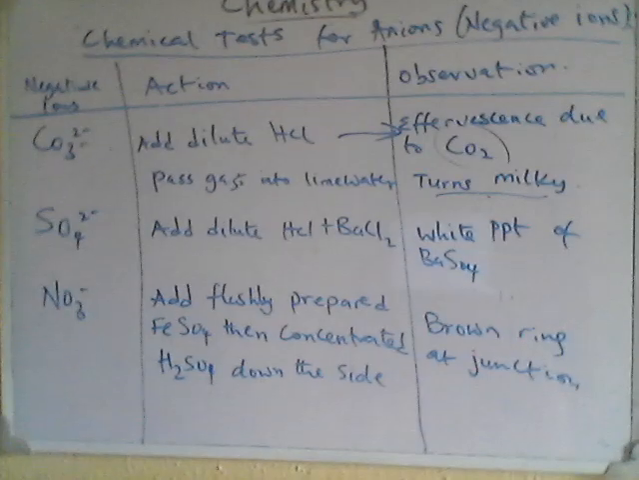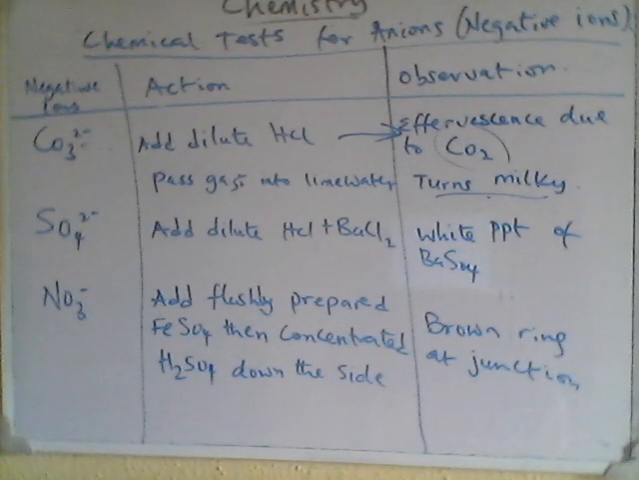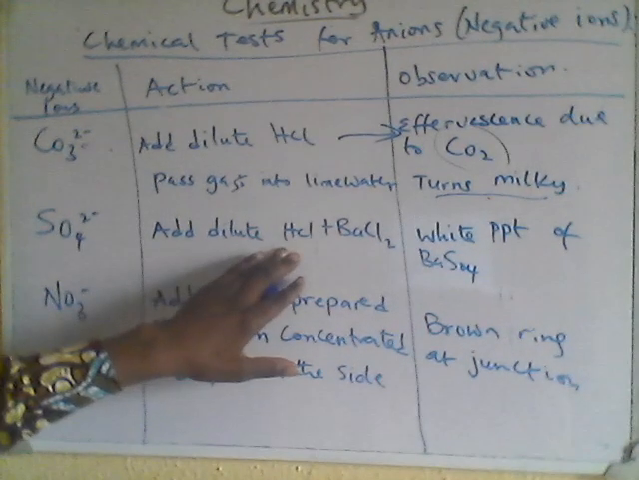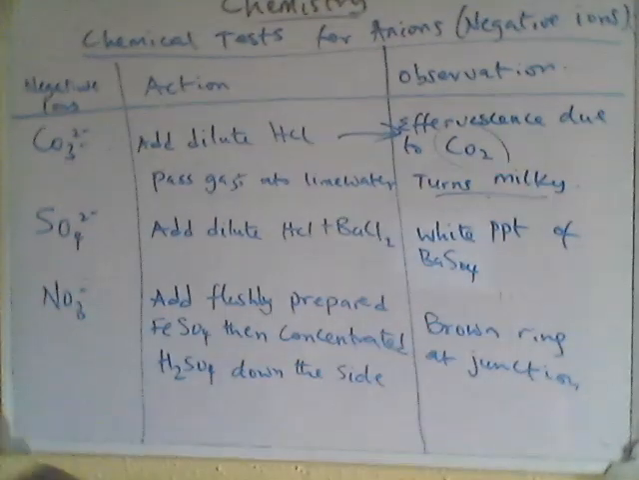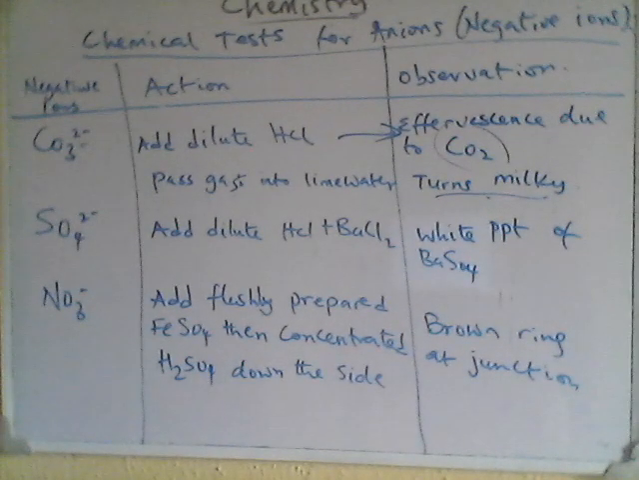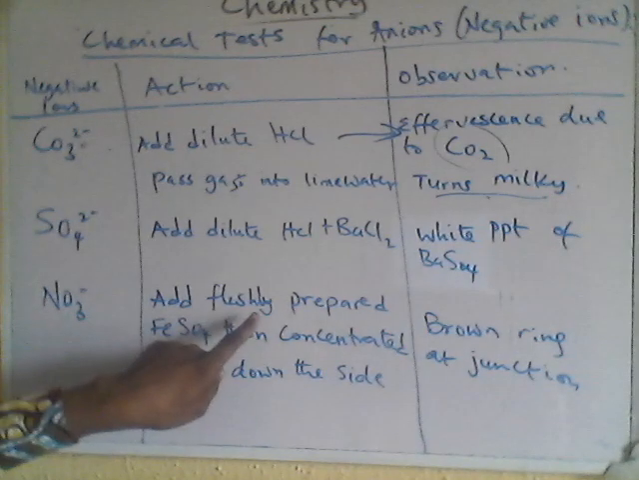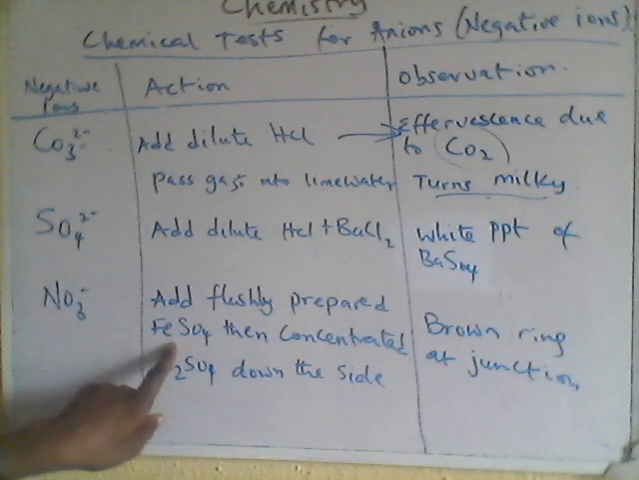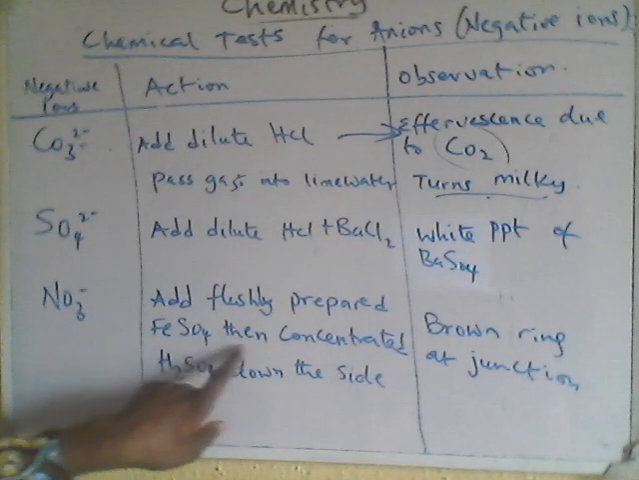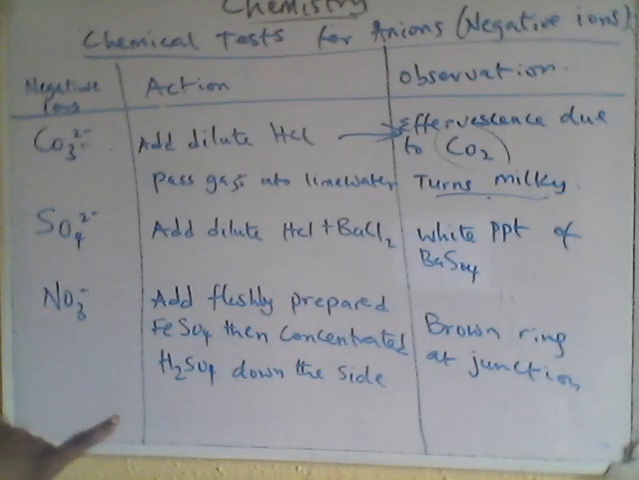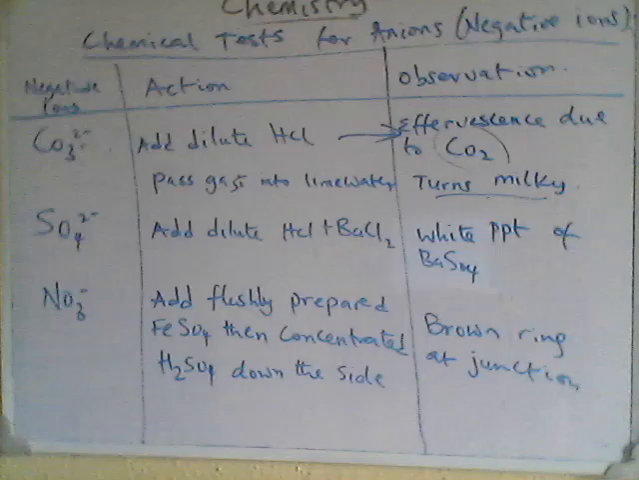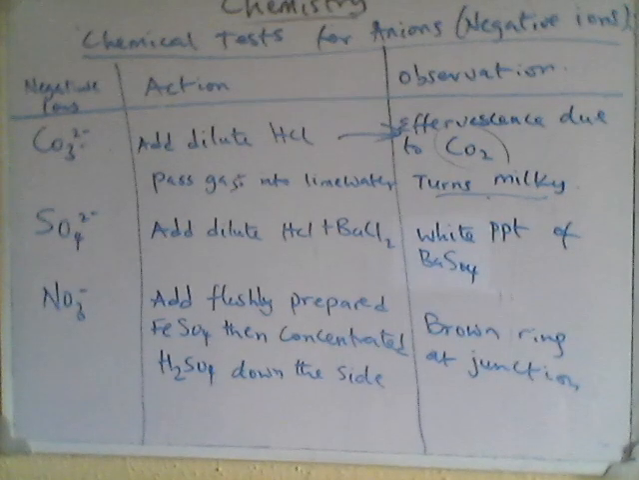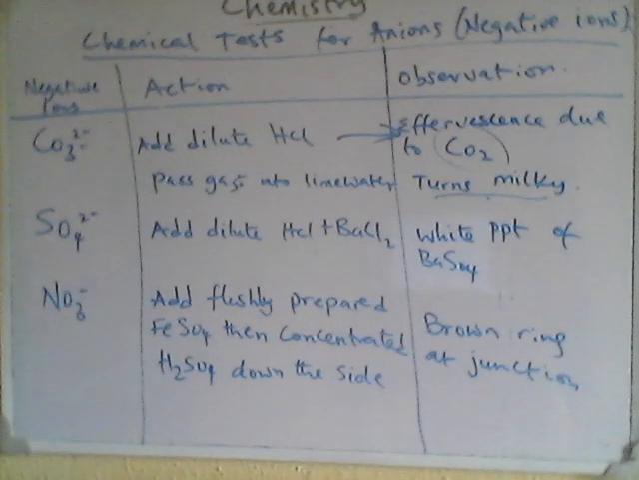Okay, so for sulphate, if I add dilute hydrochloric acid and barium chloride, I see a white PPT of barium sulphate. Now if I have a nitrate, for instance, and I add freshly prepared iron sulphate, then concentrated H2SO4 down the side, then there's a brown ring at the junction. Okay, so I'm going to give us the second set of negative ions.